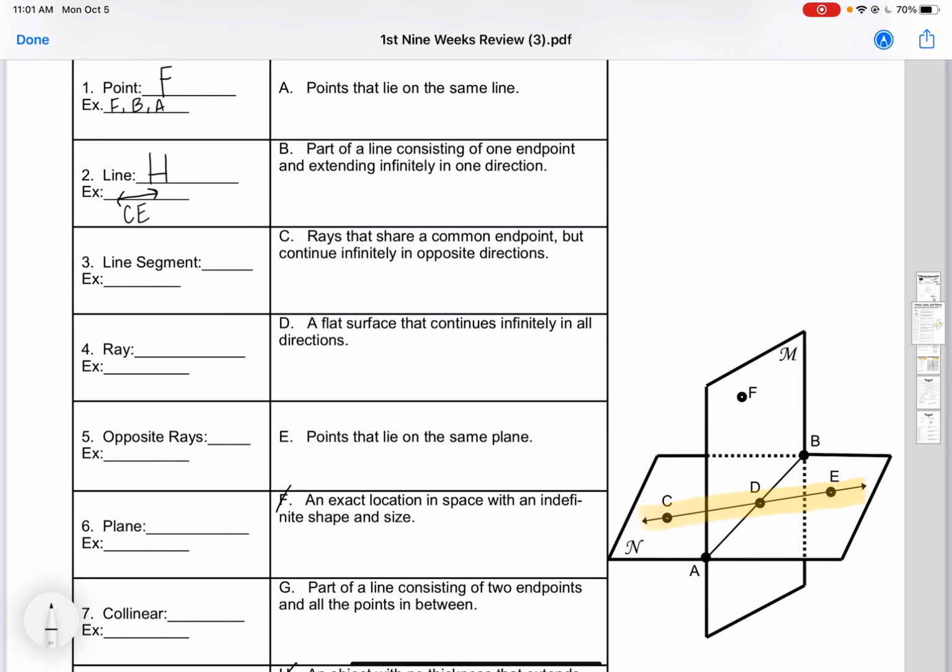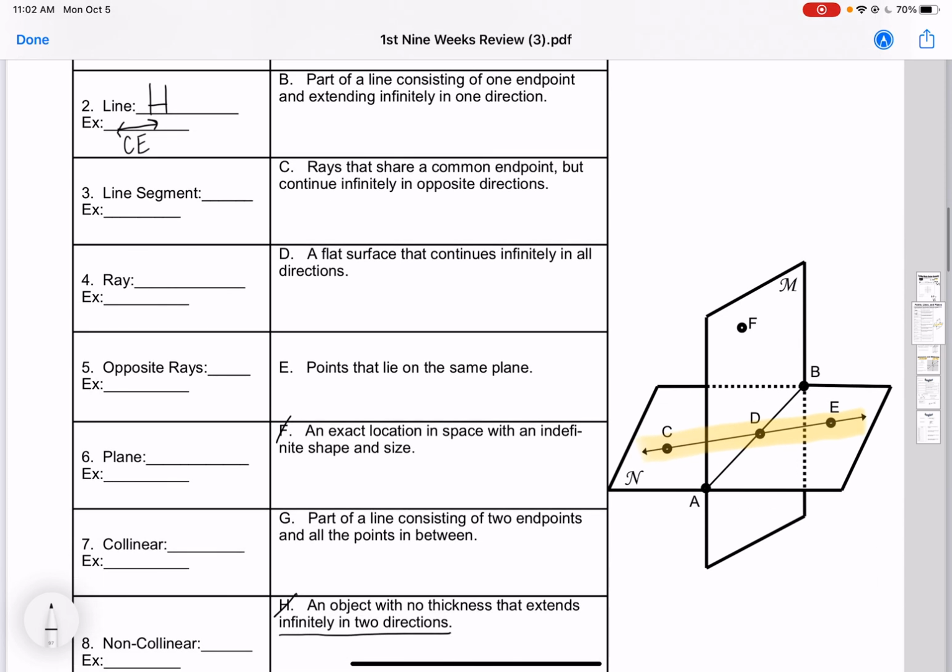Okay, so a line segment is a part of a line consisting of two endpoints and all the points in between. So remember a line segment, if we put two fists out and we extend our hands out like we're a cheerleader, that is a line segment, okay? It doesn't go on forever and ever. So an example here would be line AB.